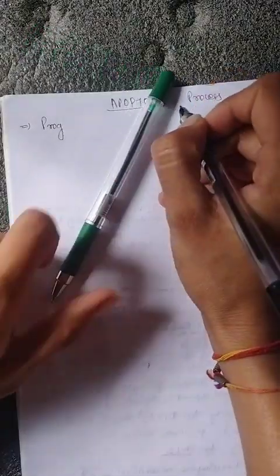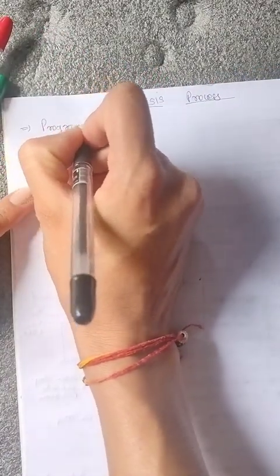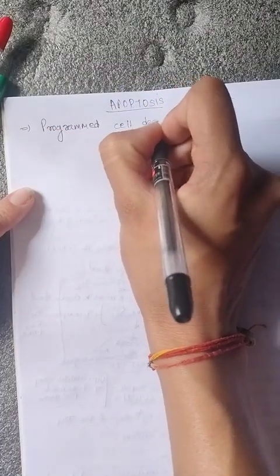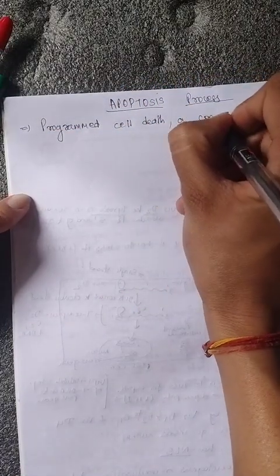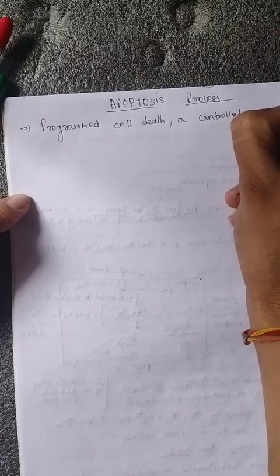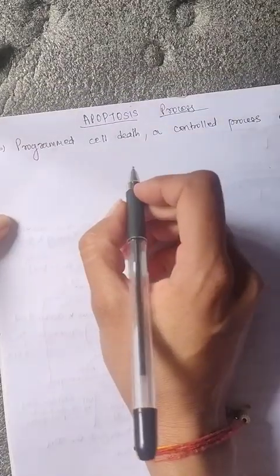So here is the short summary of apoptosis from the previous video. It is programmed cell death, which is a controlled process eliminating damaged or unnecessary cells.